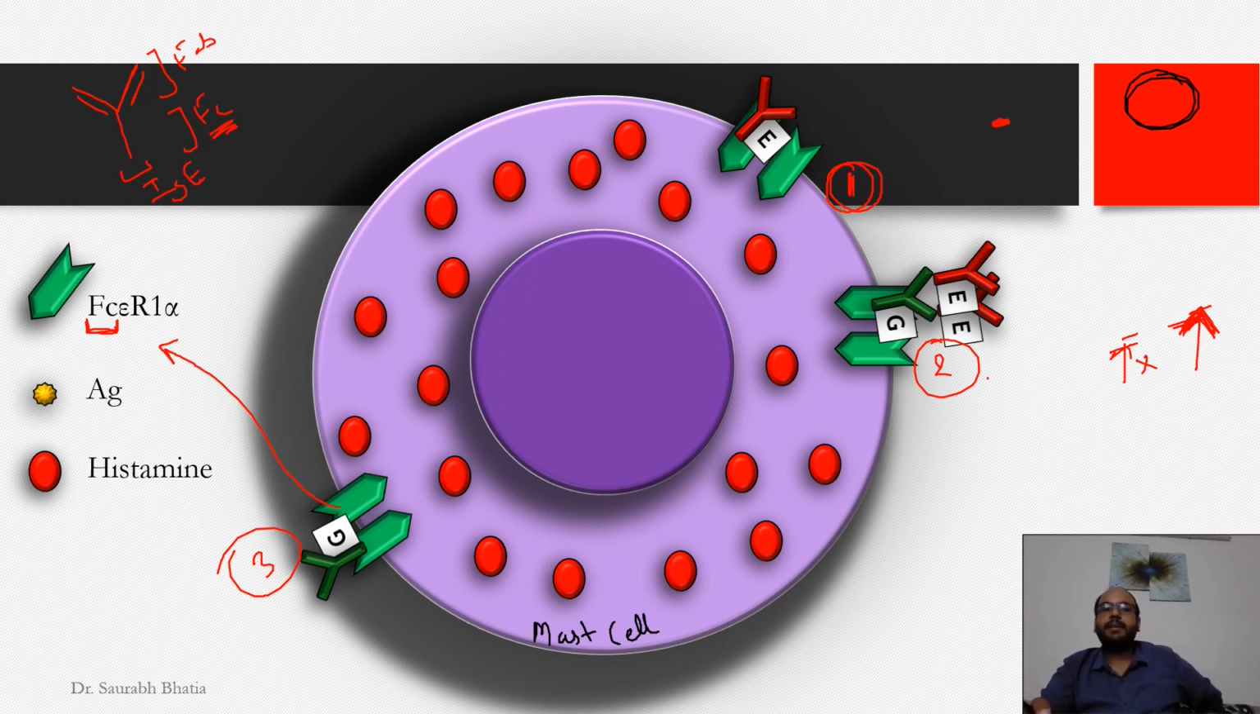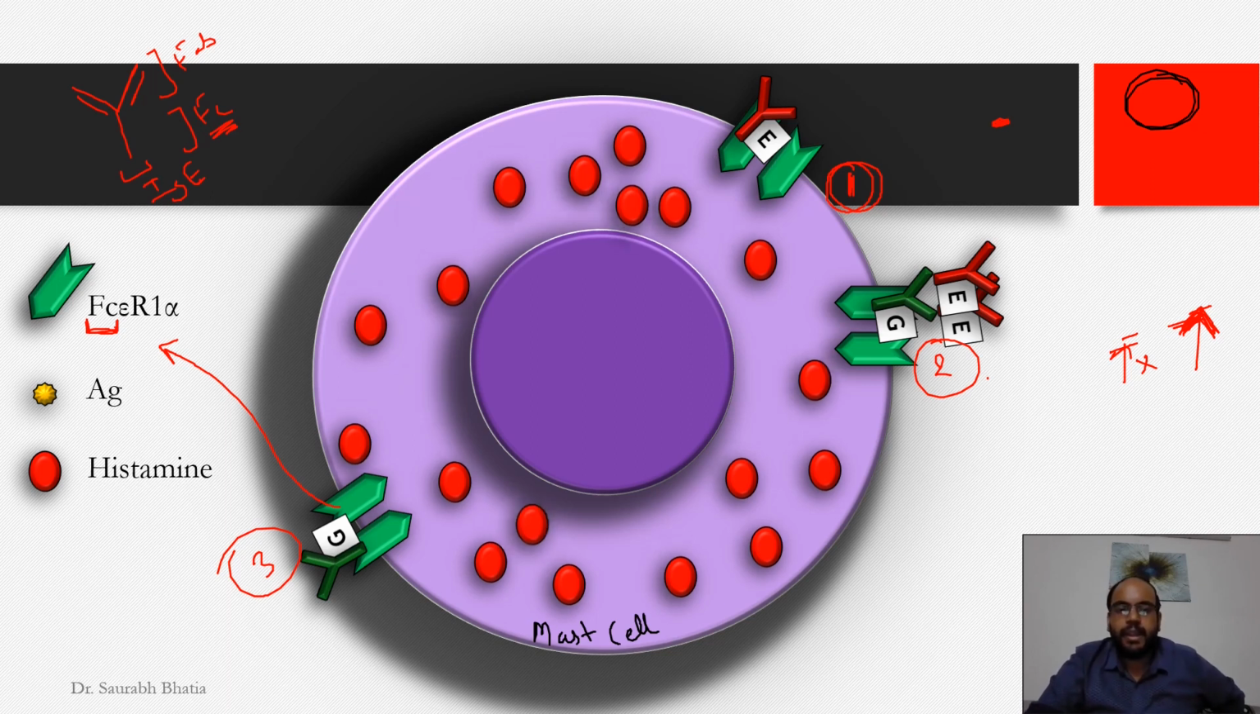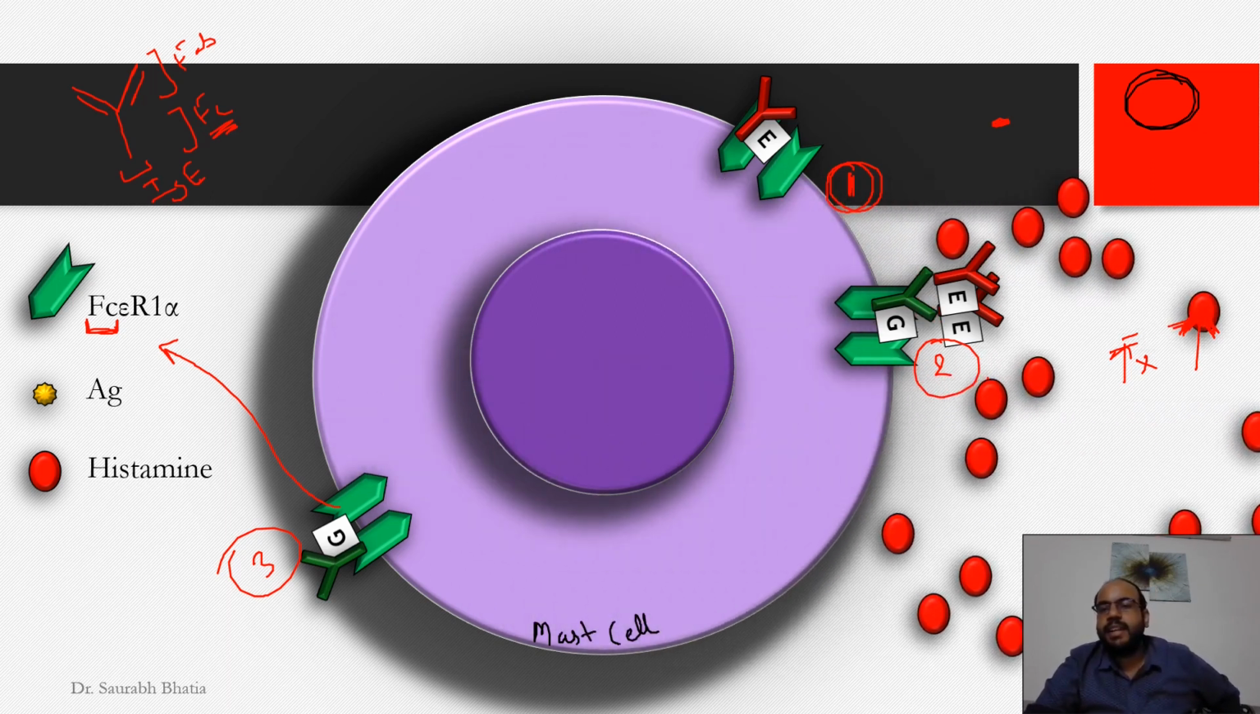Whenever any of these steps happen, all the histamine will get explosively degranulated. Okay, they will very rapidly leave the mast cell and go outside the cell to carry their function. So that is known as explosive degranulation. Clear? So let's move forward.